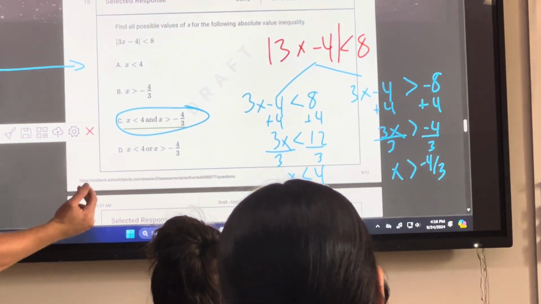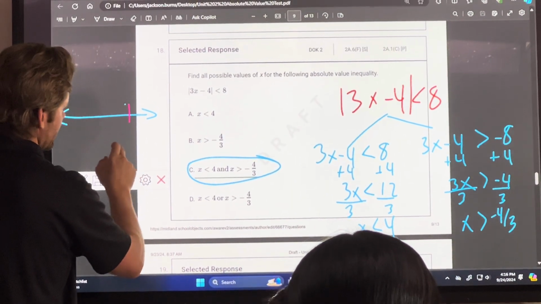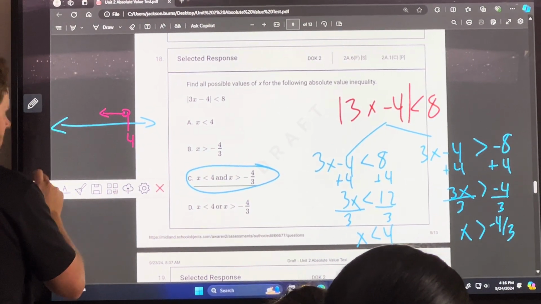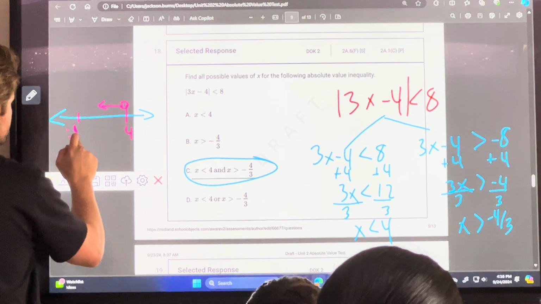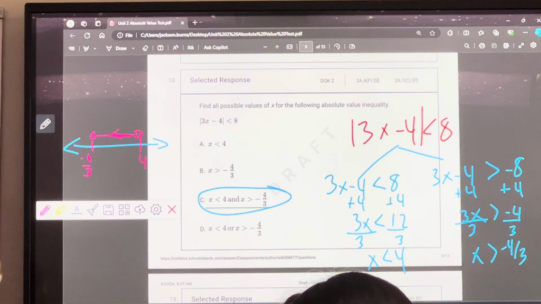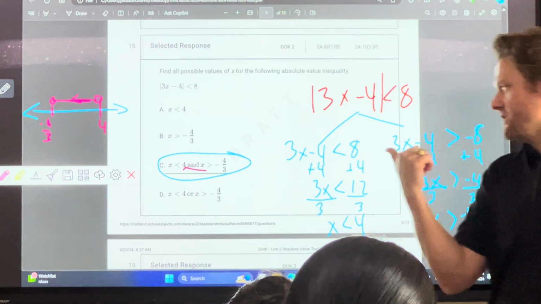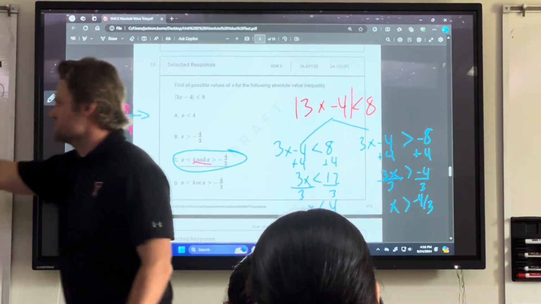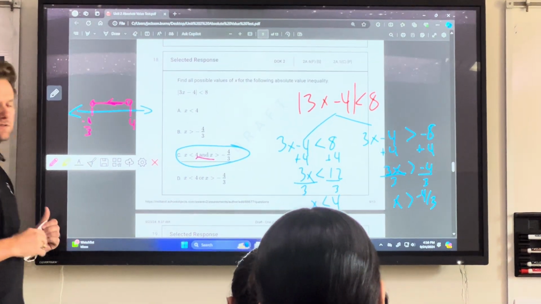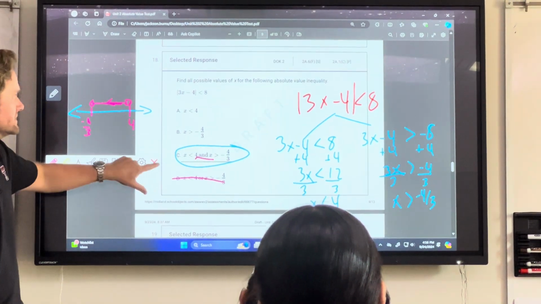Why is that an and? If I plotted it on my number line, it would come together in a segment, right? I'd have 4 over here with an open circle going this way. I would have negative 4/3 somewhere over here, open circle coming this way, connecting. That's why I have my and. Or I'm going the opposite ways, right? I'm either less than or I'm greater than. If it's a segment, it's an and. So eliminate that, right, if you get the segment.